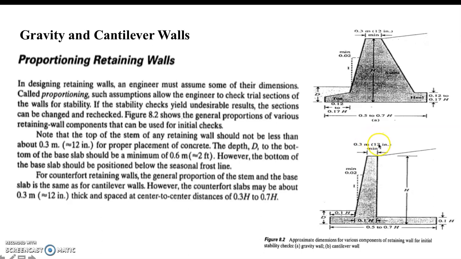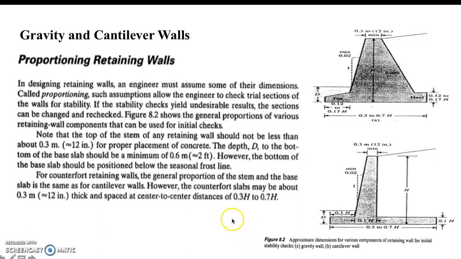Once you have checked the factor of safety against sliding, overturning, and bearing capacity failure, if it doesn't satisfy the minimum requirement in terms of factor of safety, you're going to change the dimensions of your retaining wall and then recompute again, checking for the stability against overturning, sliding, and bearing capacity failure.